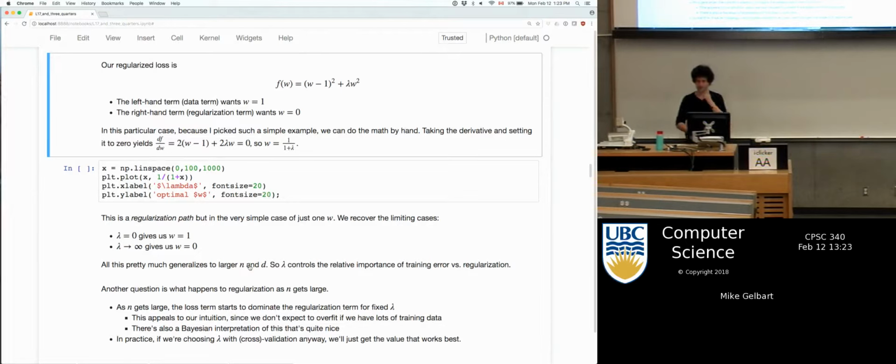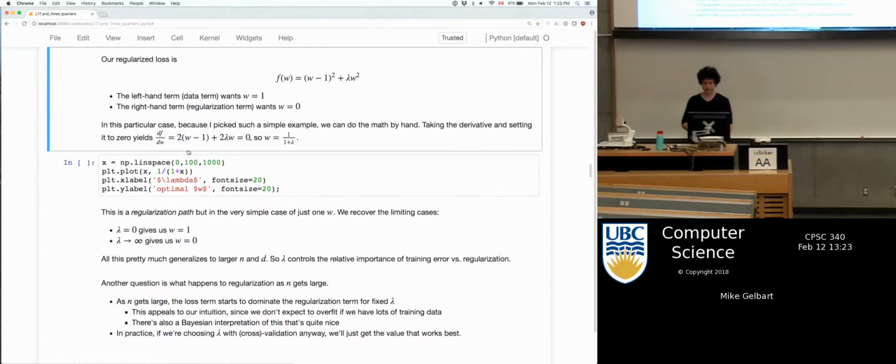The right-hand term just wants w to be as small as possible because it's a parabola centered at w equals 0. So those two terms are kind of fighting each other, and I think it's very helpful to think about it that way. Furthermore, think about lambda as controlling who gets to fight harder. Because this example is so simple, I can do the math by hand. I can just take the derivative of that. It's not a gradient, just a derivative, because I only have one parameter, w. I can set it to 0.